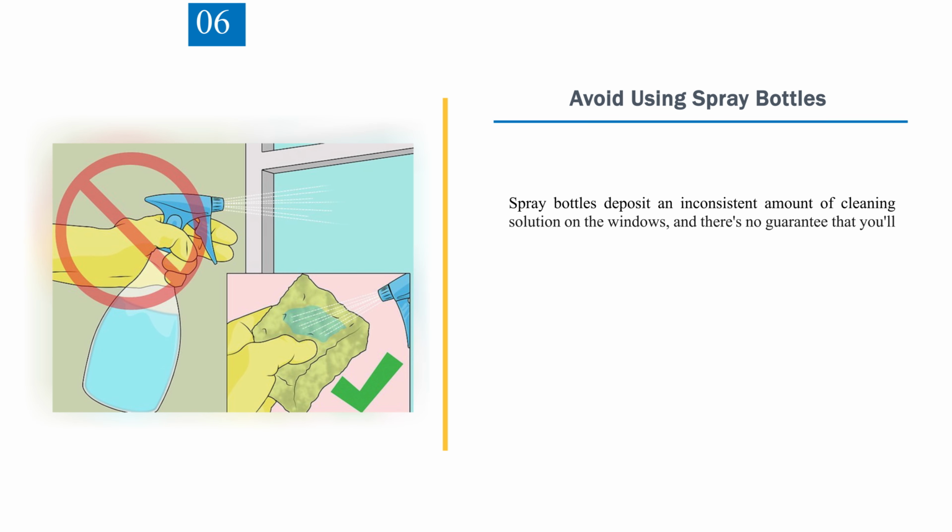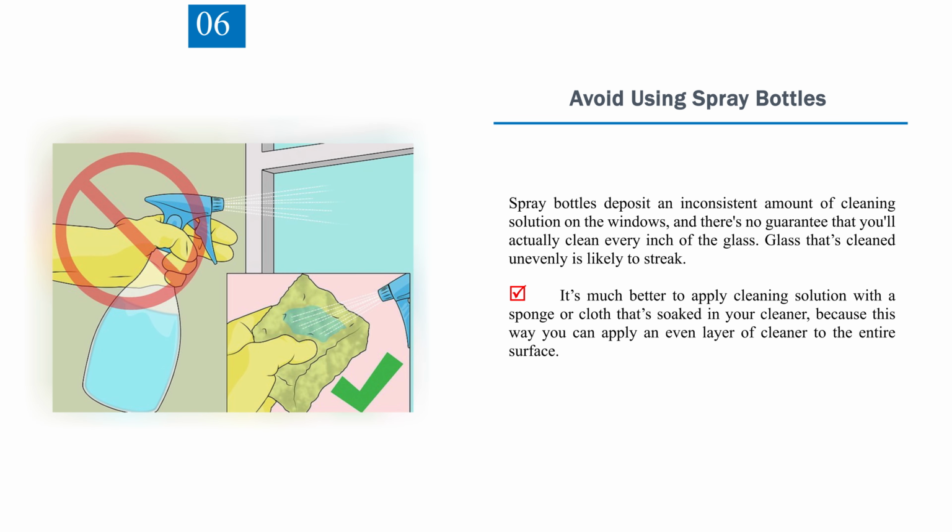Number 6. Avoid using spray bottles. Spray bottles deposit an inconsistent amount of cleaning solution on the windows, and there's no guarantee that you'll actually clean every inch of the glass. Glass that's cleaned unevenly is likely to streak. It's much better to apply cleaning solution with a sponge or cloth that's soaked in your cleaner, because this way you can apply an even layer of cleaner to the entire surface.